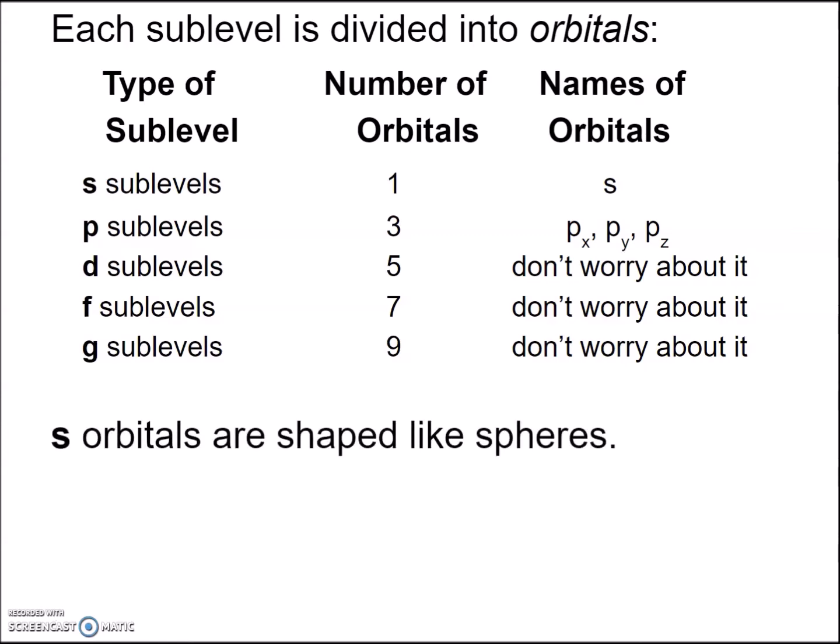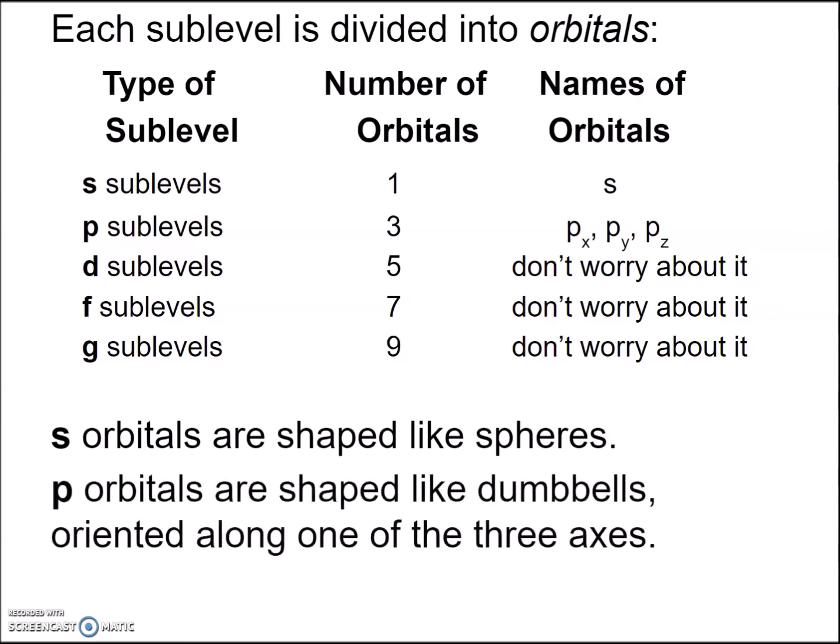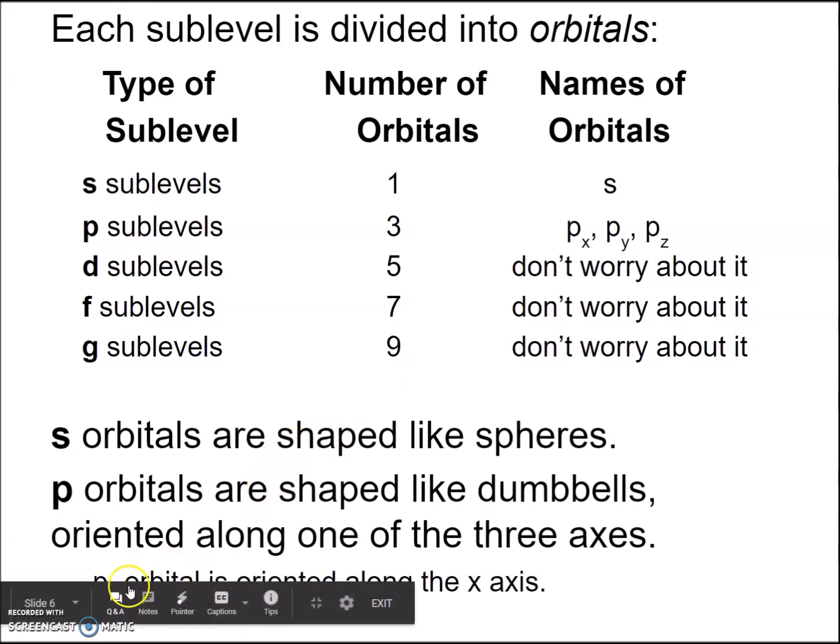I want you to remember that s orbitals have spherical shapes. P orbitals have dumbbell shapes. And the dumbbells are oriented along one of the three axes in three-dimensional space. Remember, we're considering three-dimensional shapes. So we're not just talking about a Cartesian plane with an x and a y axis. We want you to put together x, y, and z. So the px orbital is oriented along the x axis. The py orbital is oriented along the y axis. And the pz orbital is oriented along the z axis.